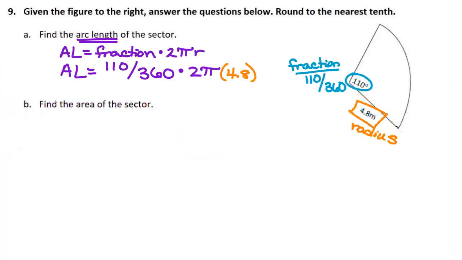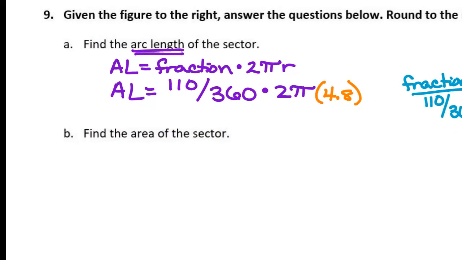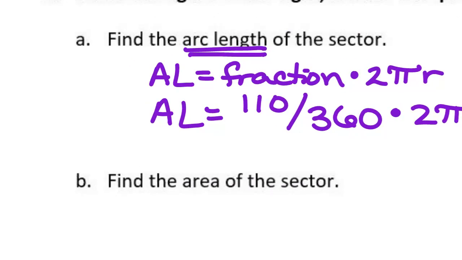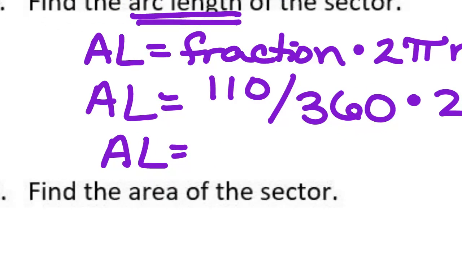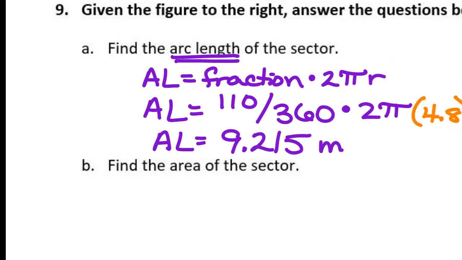Notice the radius has nothing to do with the fraction. Not on this problem, not on the last problem. The radius only goes in for r. So we do arc length, 110 over 360 times 2 pi times 4.8. And that gives us an arc length of what? 0.215, and that would be meters.